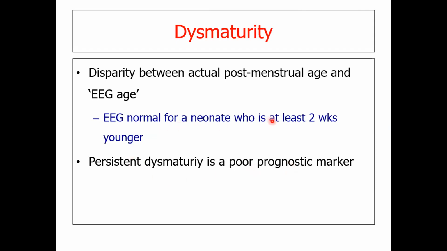If the EEG is normal for a neonate who is at least 2 weeks younger, that refers to the cutoff, which has been kept at 2 weeks. Suppose there is a gap of 1 week or 1.5 weeks, still it can pass as normal. If dysmaturity persists in serial EEGs, it is a poor prognostic marker.